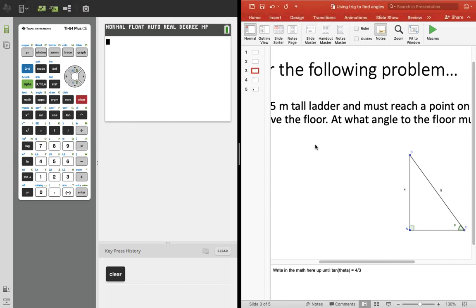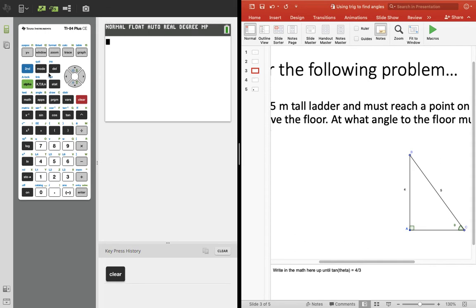Okay, so we're going to look at inverse trig functions on our TI-84 calculator. If you have a different calculator, you can probably adapt these instructions, hopefully pretty easily. It will depend on the exact calculator we have.